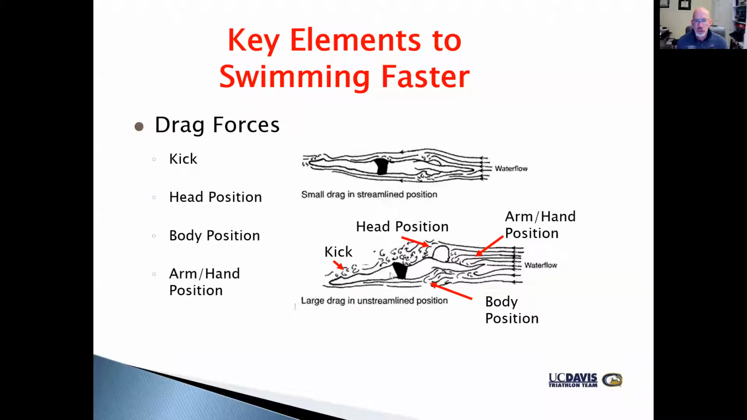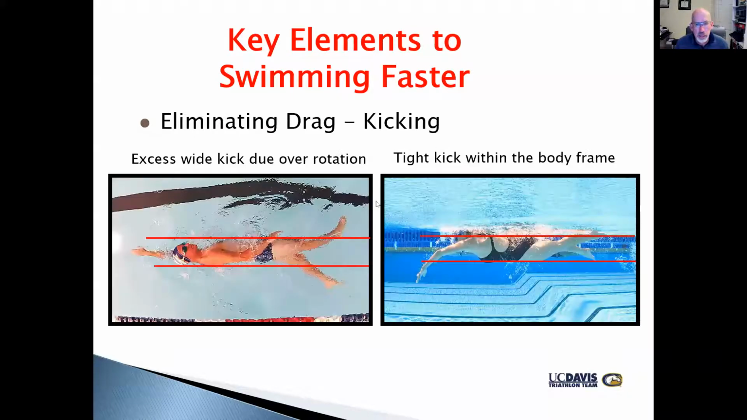Okay, so let's kind of jump right into this, and we're going to talk about these four different forces. We're going to start off with the kick. And you can see here, essentially, there are two primary ways in which the kick creates drag. And the first way is this over excessive kick that falls outside the body tube. Again, that's represented here by the red lines, and anything that falls outside of that tube then creates drag.